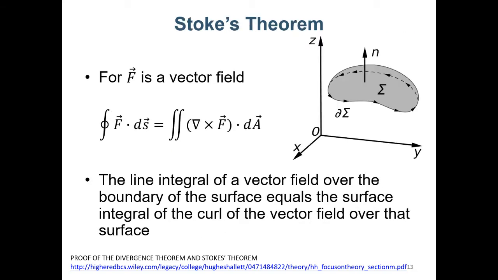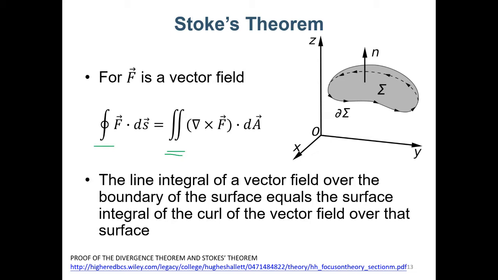For the Stokes theorem, it is quite similar. I can say they are something like brothers. It tries to link a line integral with a double integral. So Stokes theorem tells you that the line integral of a vector field over the boundary of a surface equals the surface integral of the curl of the vector field over that surface.